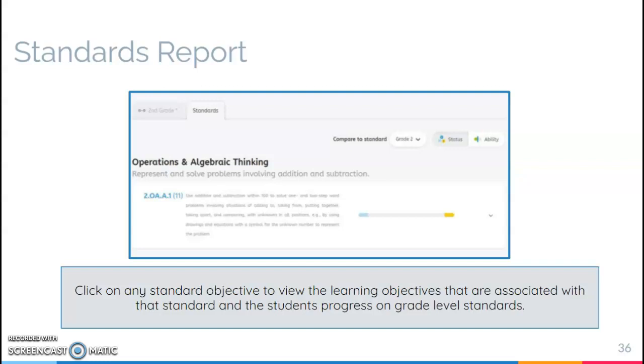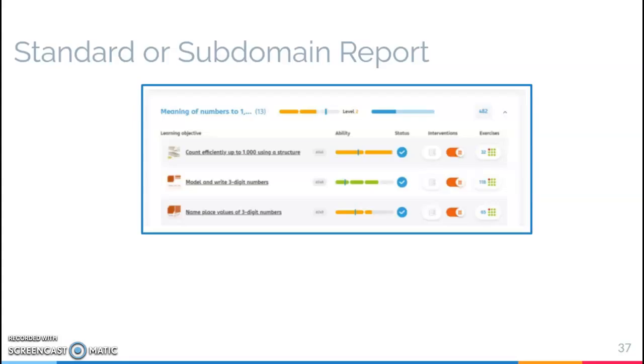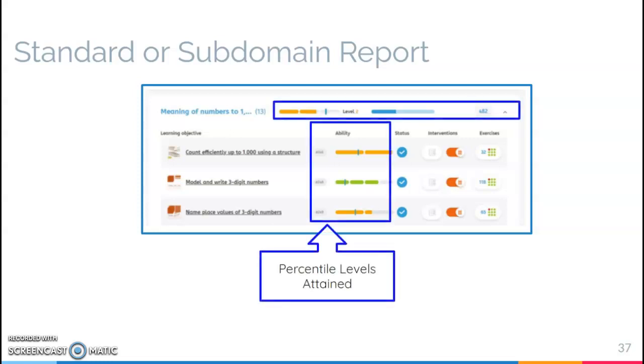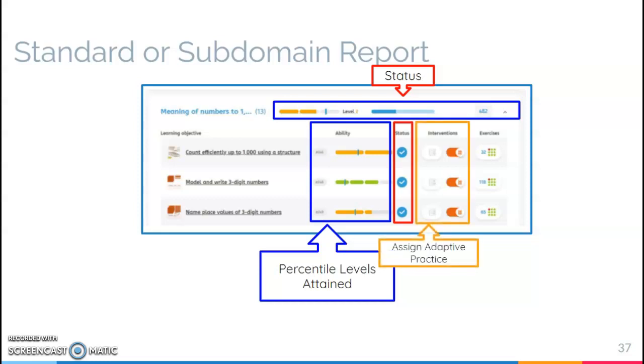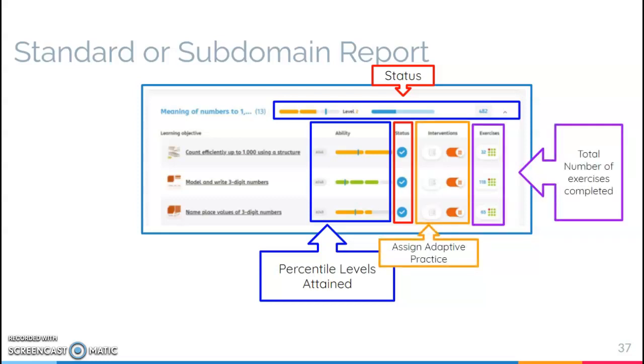The standards report shows each student's progress towards mastering each standard and learning objective associated with each standard. Within the standard and subdomain report, the teacher is able to see the percentile levels attained for each learning objective, the status of the objective, assign adaptive practice, see the total number of exercises completed, and access all the exercises and responses for that objective.